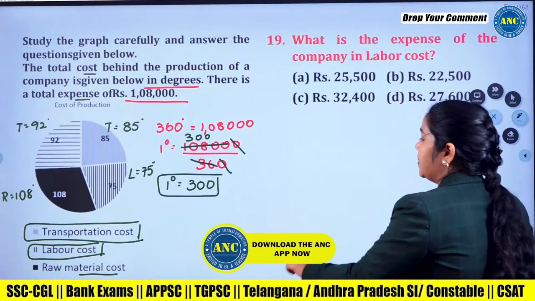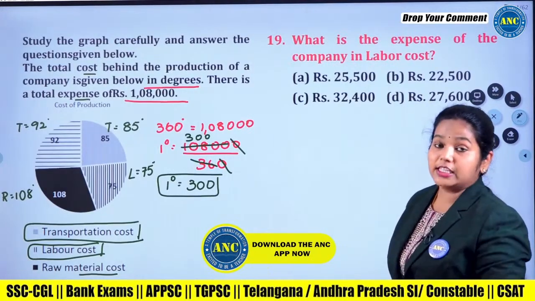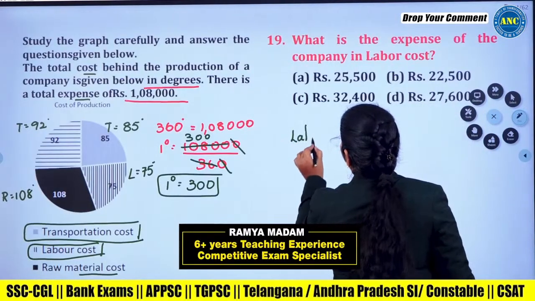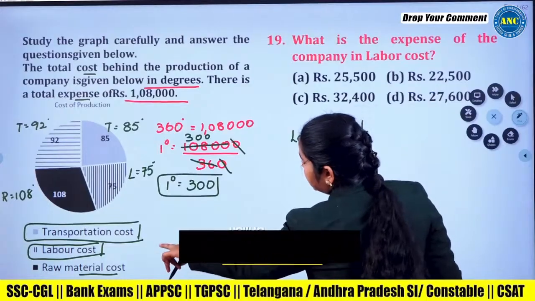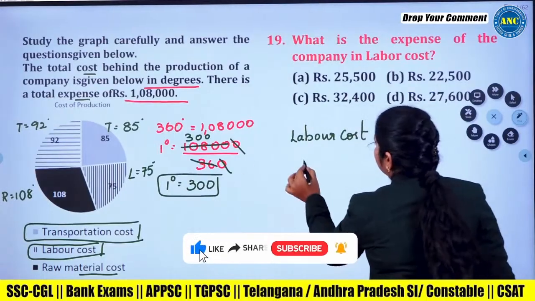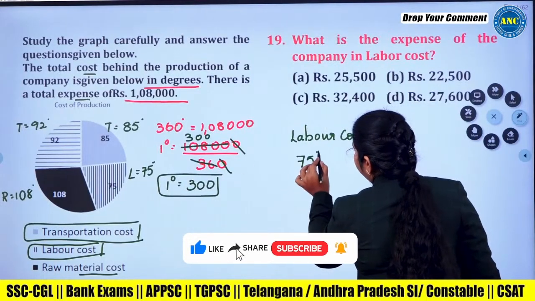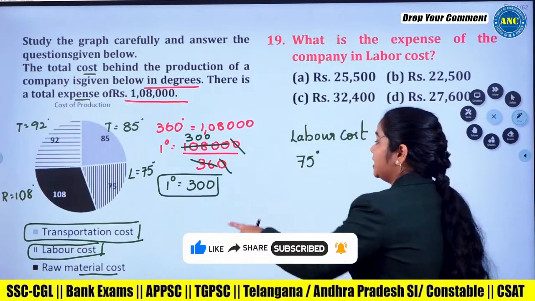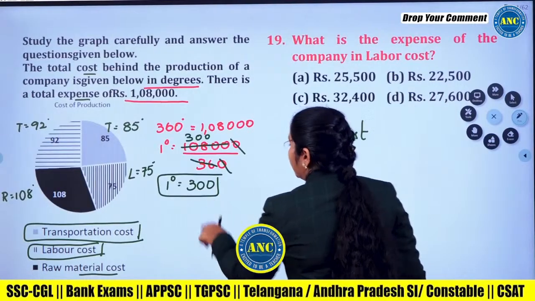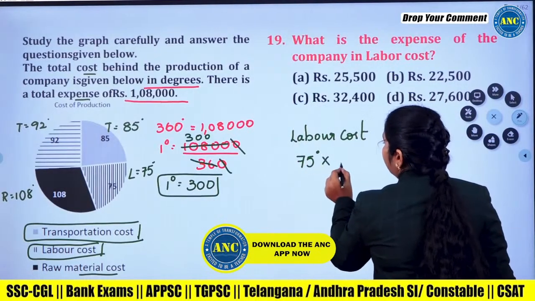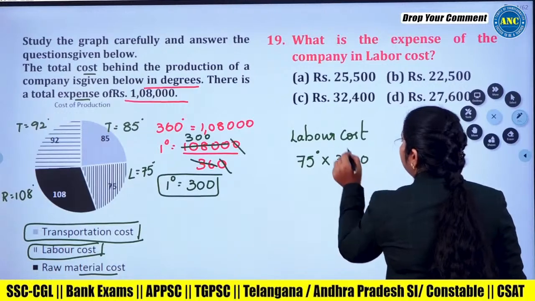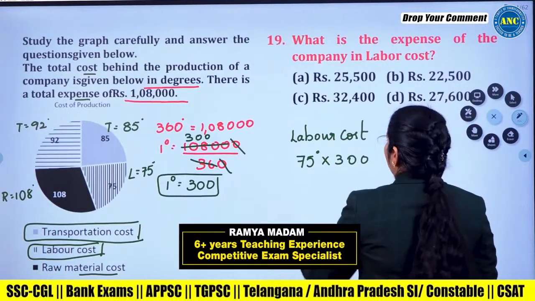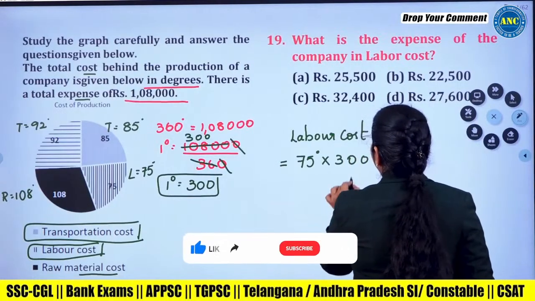When you see labor cost, they are asking expense of the company in what? Labor cost. Where is labor cost? It's 75 degree. 75 degree, we have to convert it into rupees. 1 degree is equal to how many rupees we got? 300 rupees. So 75 degree into 300 will be the cost of labor or expense of labor. So 75 degree into 300.